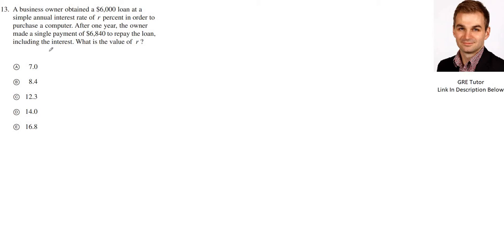So you've got a business owner who obtained a $6,000 loan at a simple annual interest rate of R%. All right, so I'm going to start off with saying that this is the principal amount. This is your $6,000, and then you are adding 8%. So when you add 8%, you add 6,000 times whatever that percentage is. So if it's 10% or whatever, that's the percent that you're adding.